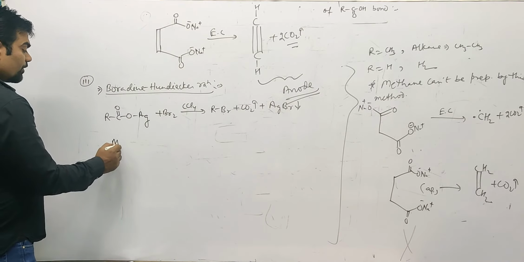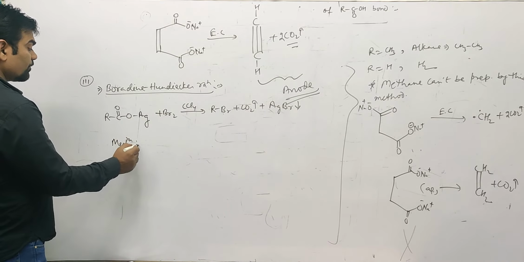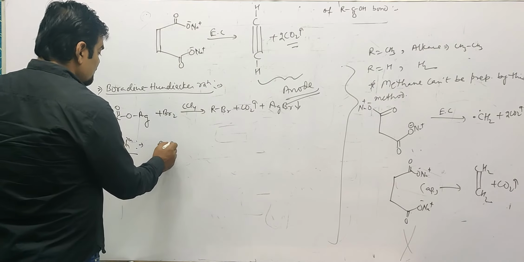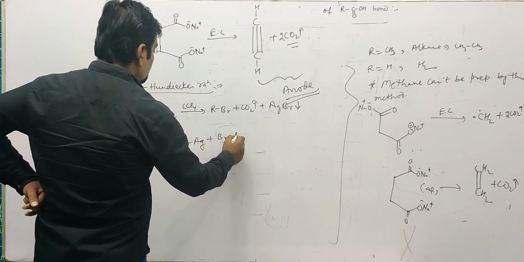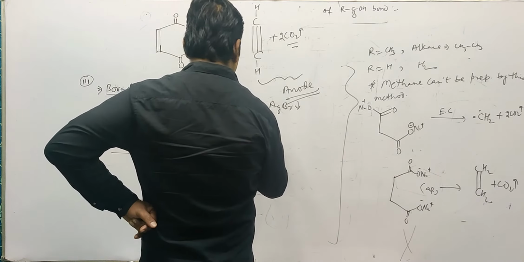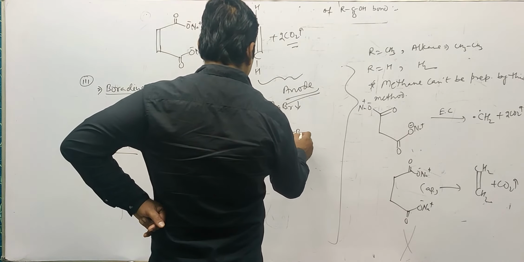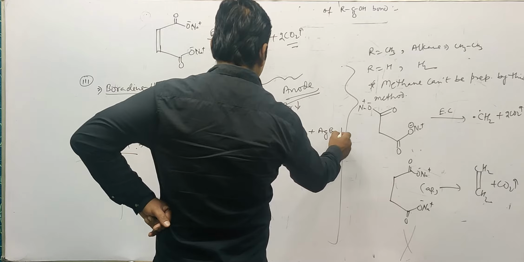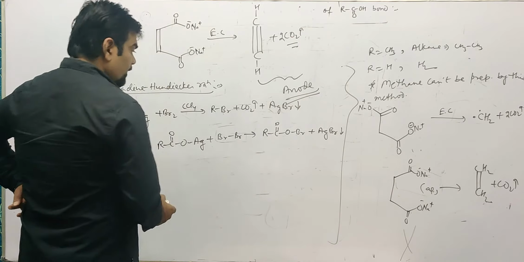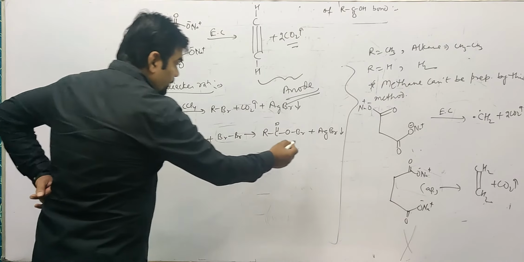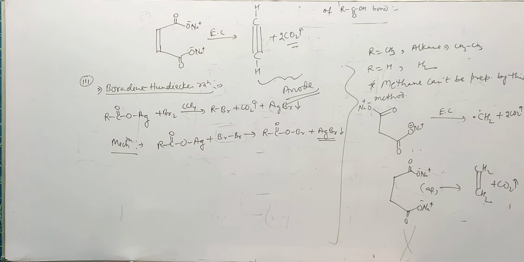If you see the mechanism of this reaction, RC double bond O OAg is treated with Br2. So this will become RC double bond O OBr plus AgBr precipitated. So AgBr is being precipitated. Precipitation reaction is unidirectional, therefore the reaction proceeds towards the right side.